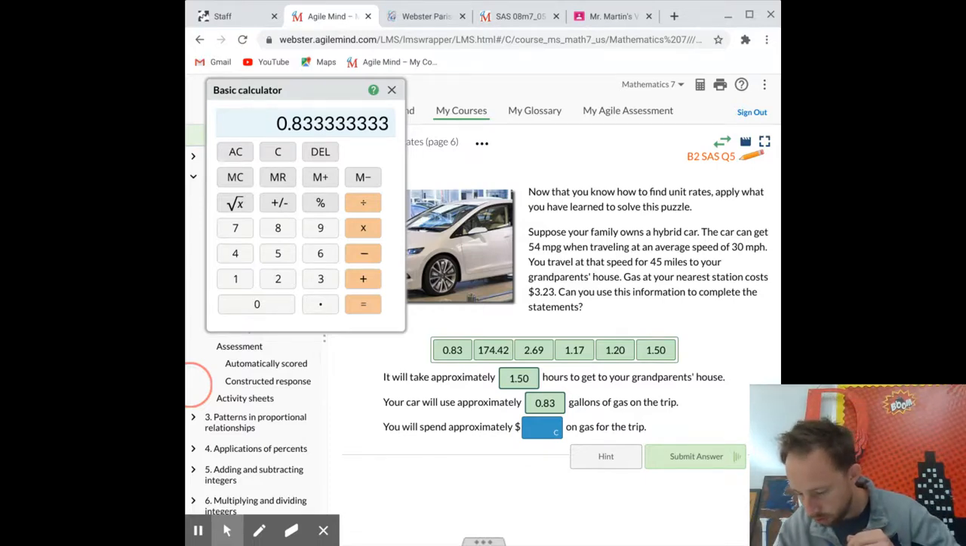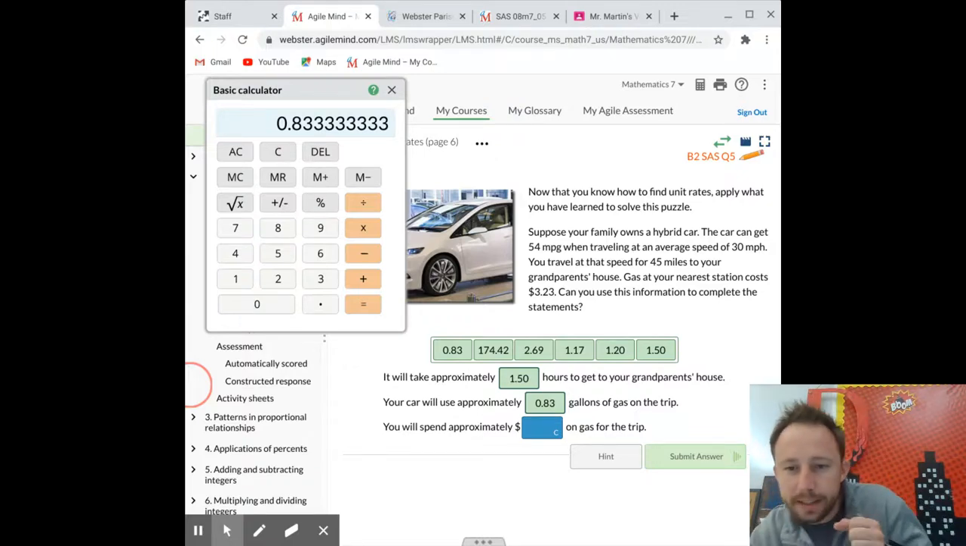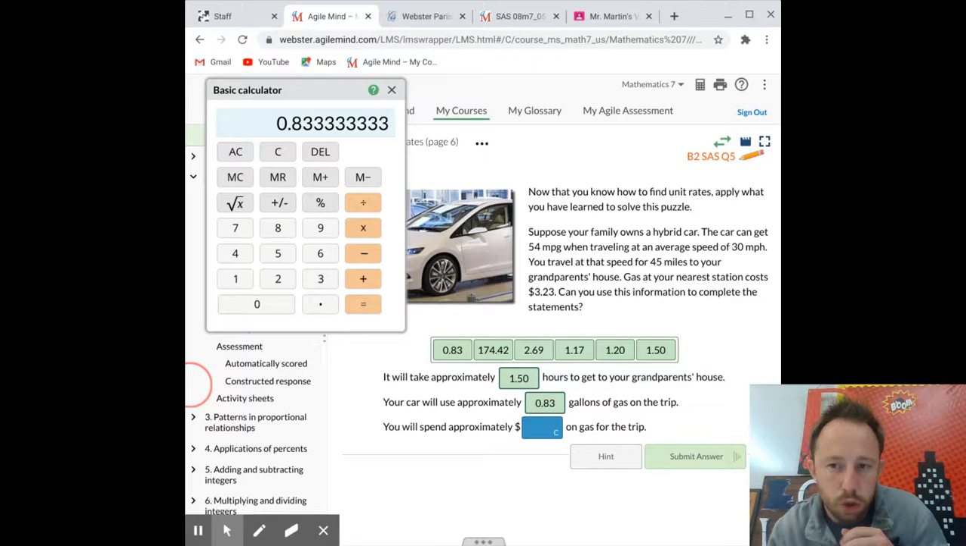I was gonna say, for how much we would spend on gas, wouldn't we divide or multiply this $3.23 times 45? You would multiply, I'm pretty sure. All right, so it says you spend blank dollars on the gas for this trip. Did we buy 45 gallons of gas? No. How many gallons of gas did we buy?